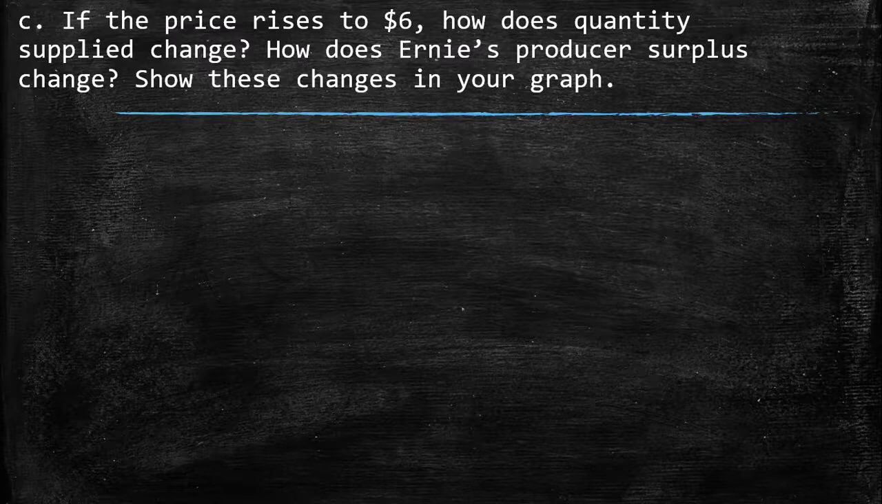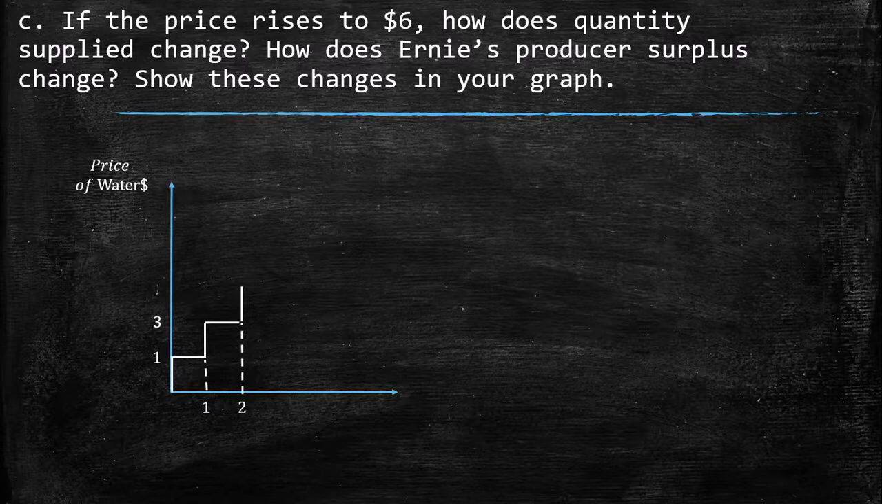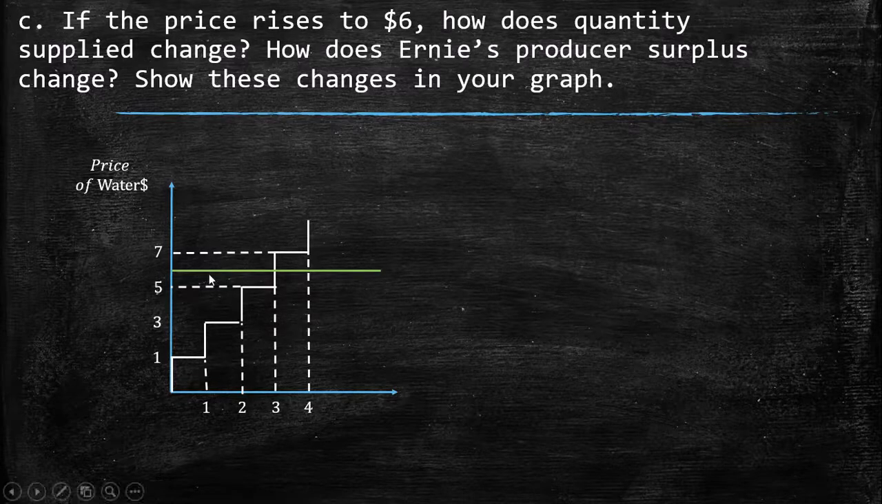If the price rises to $6, how does quantity supplied change? How does Ernie's producer surplus change? Show these changes in your graph. So here we have again our supply curve, but now the price is 6. It's going to be in the middle of this one, 6.